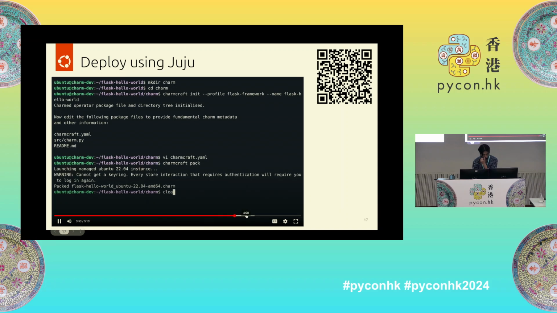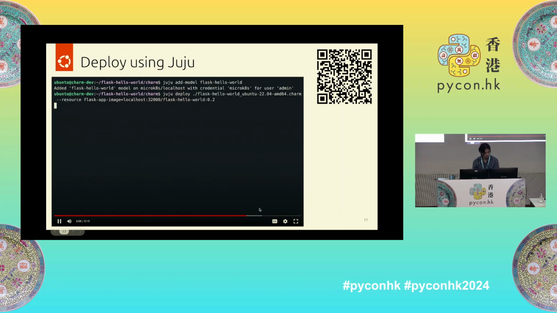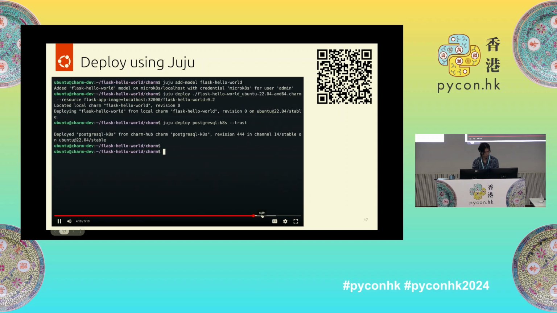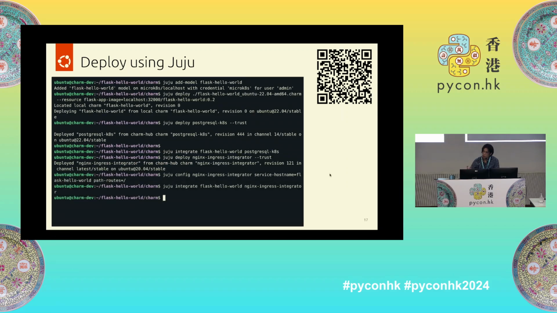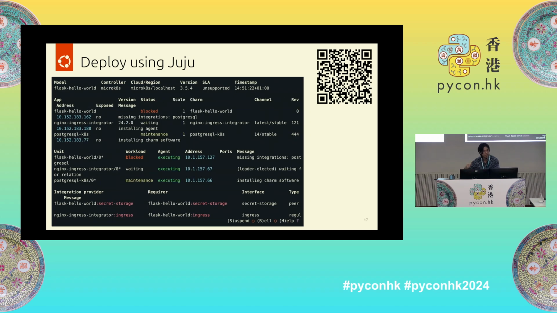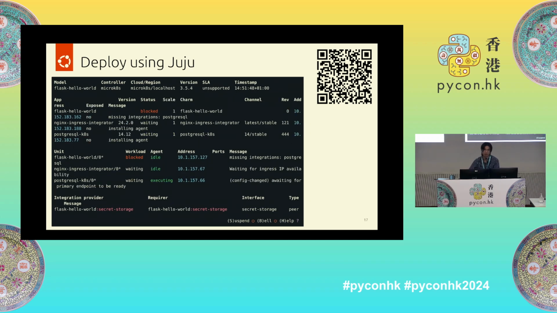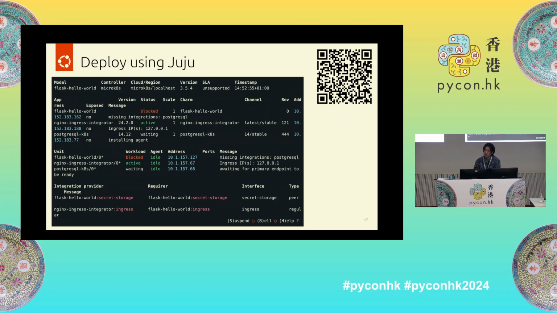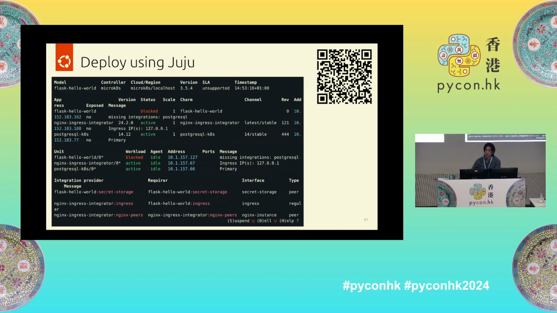So we got this charm zip archive. We add the model to create a logical separation, deploy the Flask app, deploy PostgreSQL, and integrate those two apps. Juju underneath will provide the connection strings to the applications from the PostgreSQL charm. It's really nice because you separate your application logic from your ops logic, and you have a very clear separation of dev and ops, which makes maintaining a lot easier.